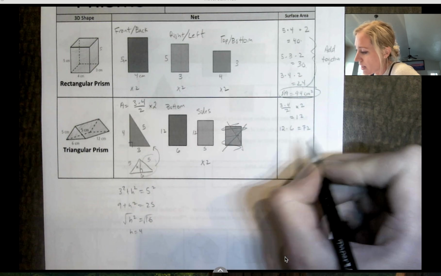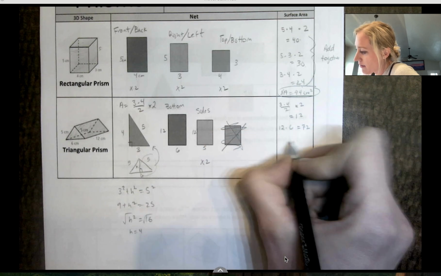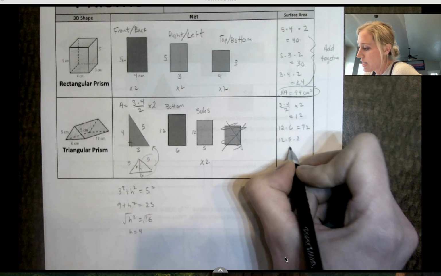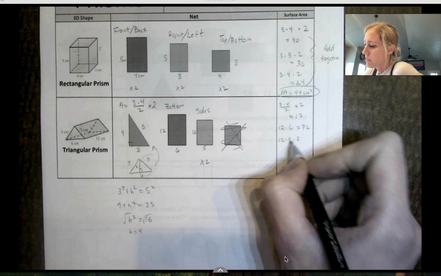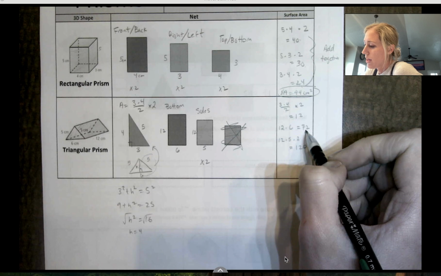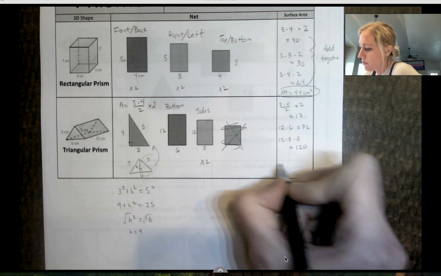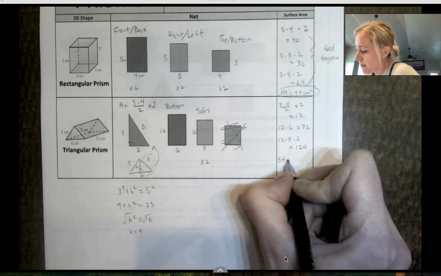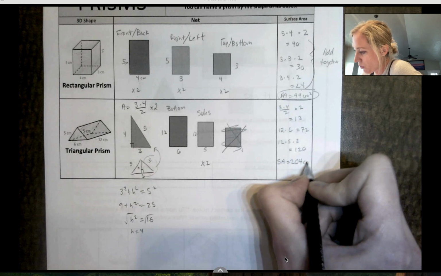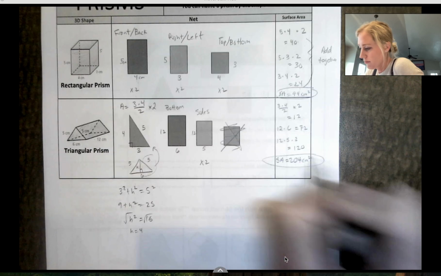And this guy we had, sorry, that was a 5. So 12 times 5 times 2, because we had 2 of those. And when we multiply that, we get 120. Add these 3 together, so we get 12 plus 72 plus 120, which is 204. So our surface area is 204, and our units here are square centimeters.